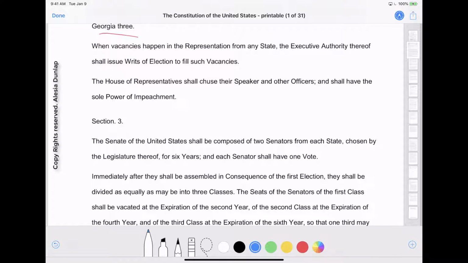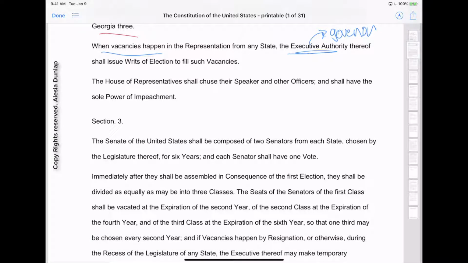And you can see that the vacancies happen. The executive authority here is the governor. All right, shall issue the writ of election to fill such vacancies.